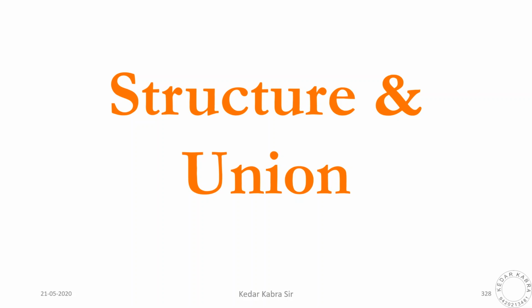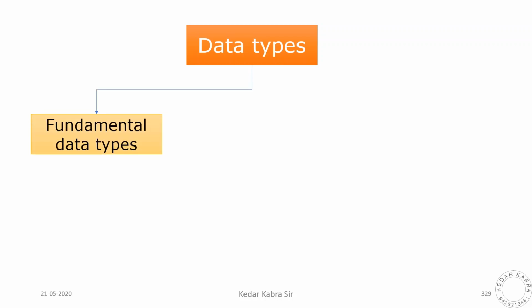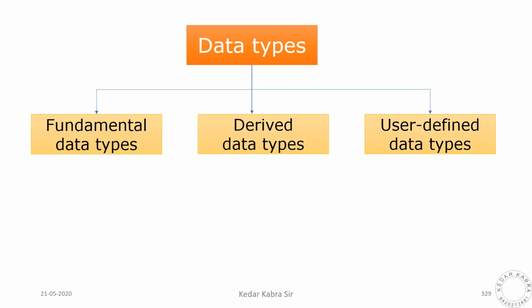Structure is actually a data type. Before we start learning structure, we will revise data types that we have studied so far. There are three categories of data types: fundamental data types, derived data types, user defined data types. In fundamental data types, we have character, integer, and float.